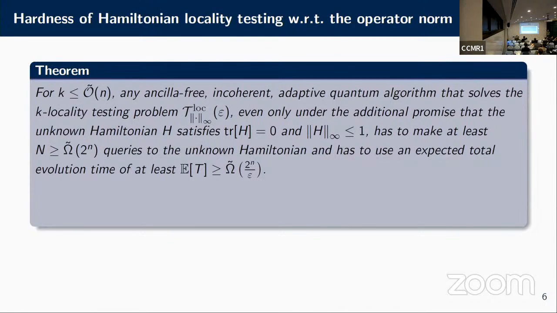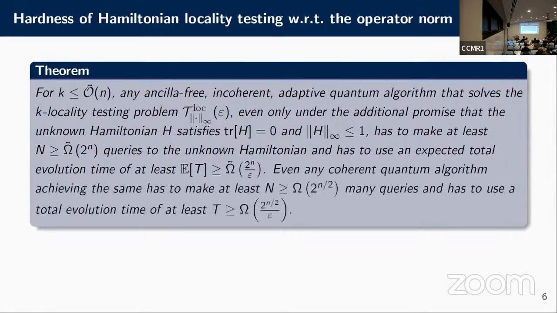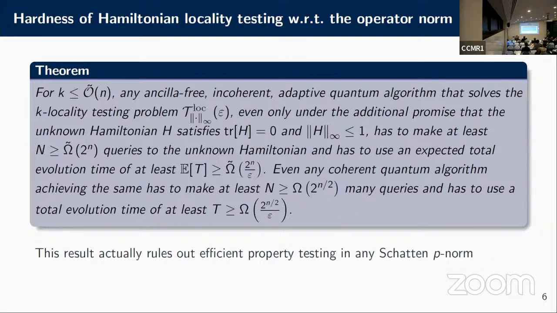Now you can ask, what about coherent algorithms? They are more powerful. Maybe with coherence, and we're all doing quantum information, coherence is great, this will surely work. But that's not true. Even any coherent quantum algorithm achieving the same has to make at least 2 to the n/2 queries, and it has to use a total evolution time of at least 2 to the n/2 divided by epsilon. So this is a bit better, but not much. This is not what you want. Also, because the infinity norm is basically the best case, this result rules out testing in any p-norm. And that's not something that you want.